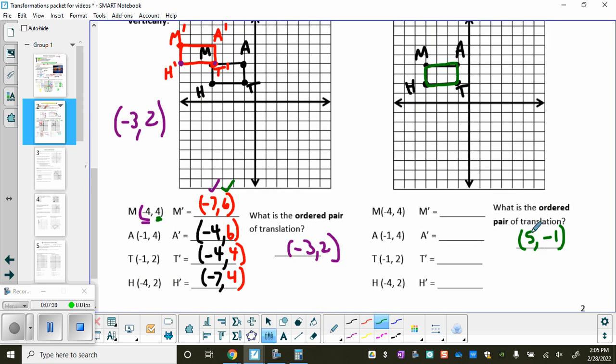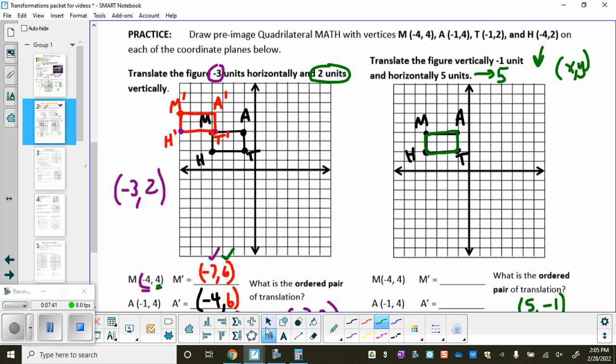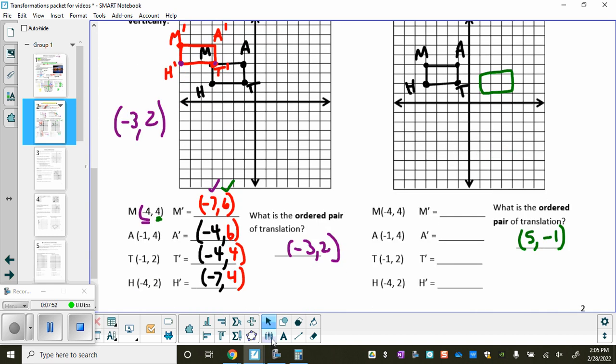All right, so basically we're adding 5 horizontally. Every point is going over 5. So 1, 2, 3, 4, 5. And then it's going to move down 1 unit. So we can take each of these x values and increase it by 5. So the negative 4 plus 5 is 1. The negative 1 plus 5 is 4. Negative 1 plus 5, 4. Negative 4 plus 5, 1.